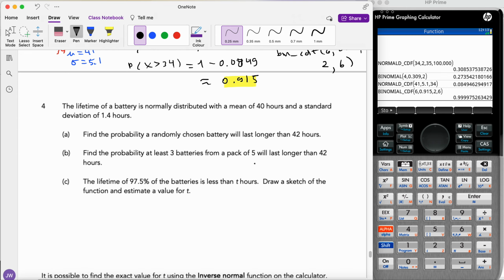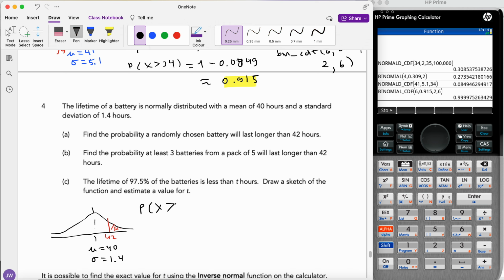Okay, so now we're going to go the other way. The lifetime of a battery is normally distributed with a mean of 40 hours and a standard deviation of 1.4. Of course, we're going to draw this first. Find the probability that a randomly selected battery lasts longer than 42 hours. Okay, so we've got a mean of 40, standard deviation. This is not new. This is still the same thing. 42. Longer than 42.